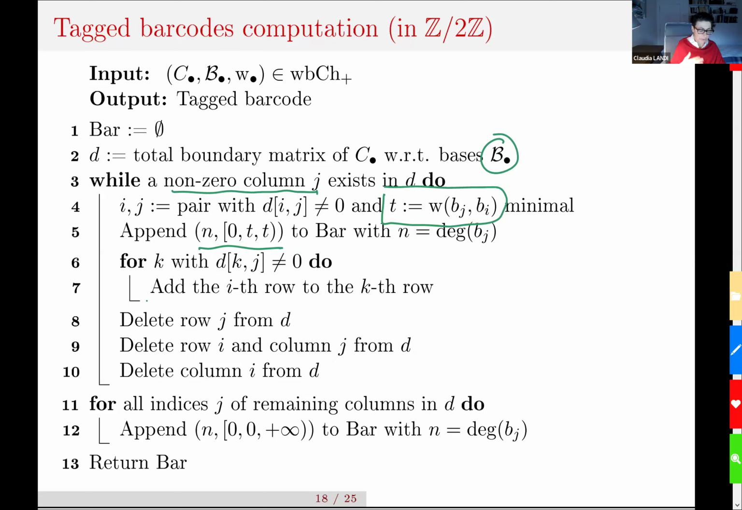We add the ith row to the kth row, whenever k and i both have a non-trivial element in column j, and then we shrink the matrix by deleting the row i and the row j, the column i and the column j. So the matrix becomes smaller. And we repeat this until there is no non-zero column. When there are no more non-zero columns, then we can simply append these intervals to the barcode, and then we output the barcode. So it is easily computable because the operations are very easy.